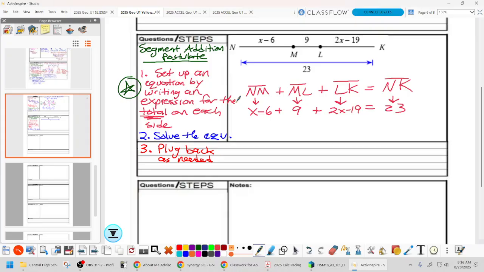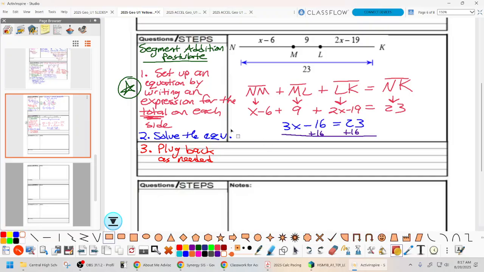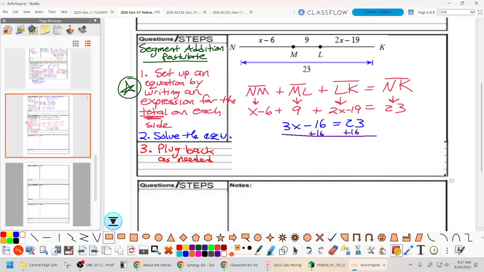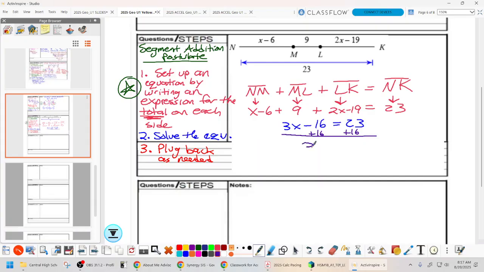Now we solve. So fairly basic solving. x plus 2x is 3x. Then we have negative 6 plus 9, which is 3, minus 19, which is negative 16. And then from here we just get x by itself. So we're adding 16 to both sides. Let's get some more room. Then we divide, we get 13. Okay, so x is 13.